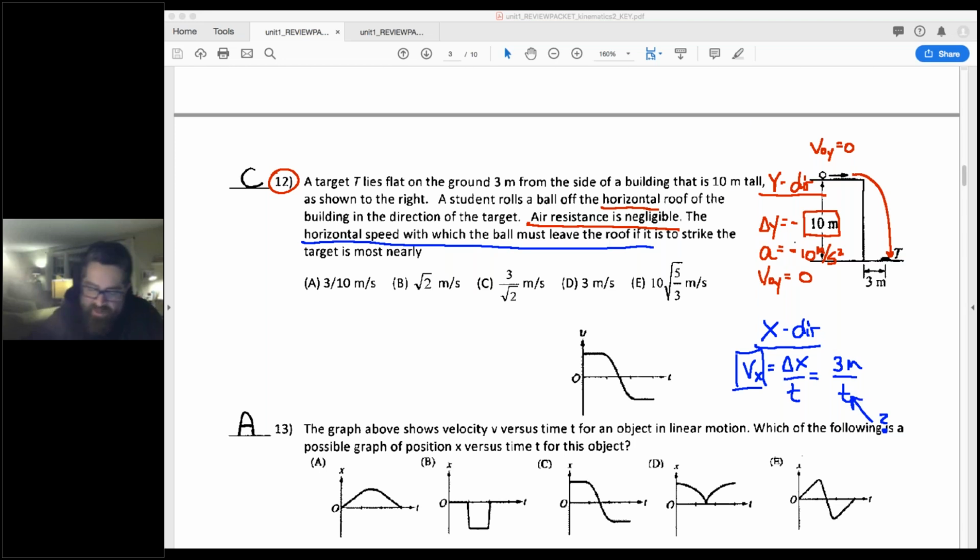I need to figure out how long it's in the air, which means now I'm going to go back to the vertical, and that's going to be what I'm looking for. So I'm going to set up my first equation. Delta y is equal to V0y t plus 1/2 a t squared, where this whole first term is equal to 0 because the initial y component of velocity is 0.